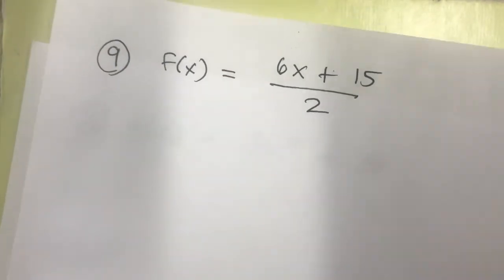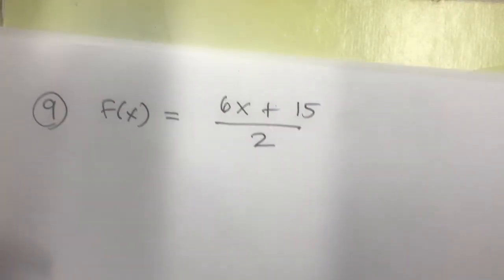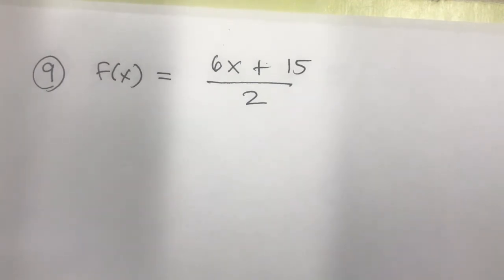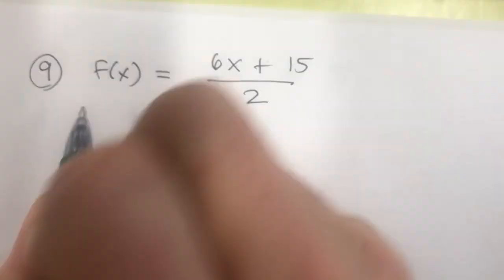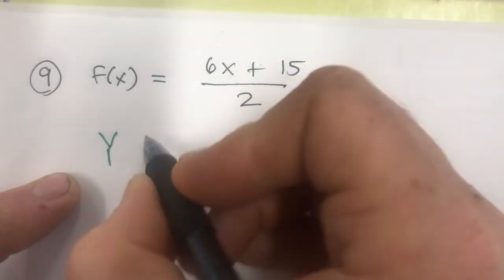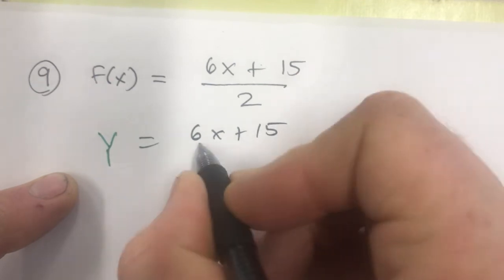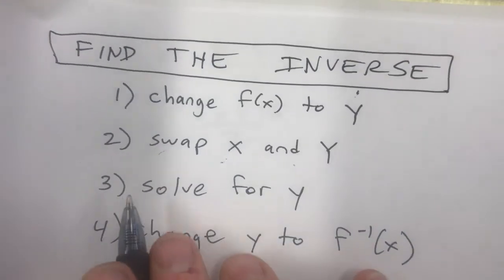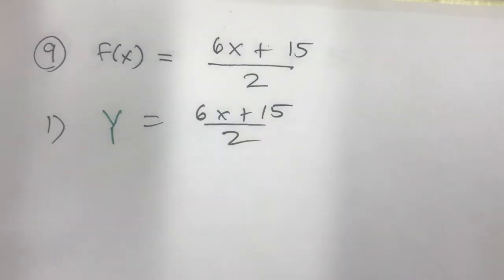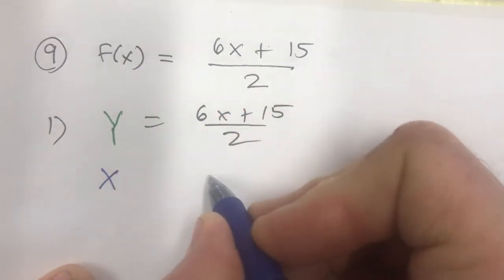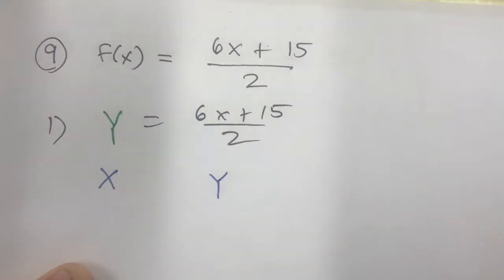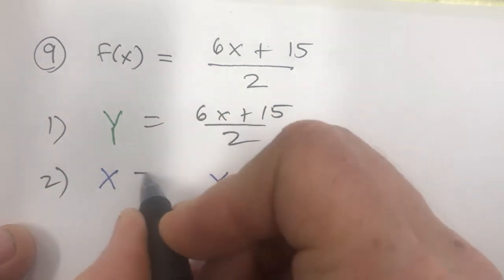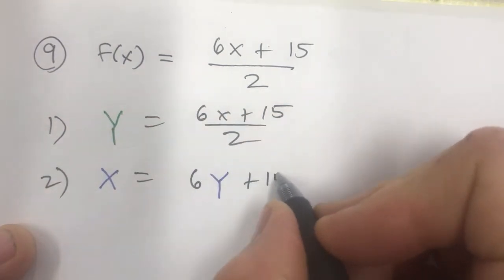Okay, there's a couple more. All right, this one here, find the inverse of this. Step one, we're going to change f of x to y. So right here, f of x is now y. y equals 6x plus 15 all divided by 2. That's step one. Now step two, I'm going to swap x and y. So now this is going to be x, and we're going to have y over here. We're swapping them. So step two, it's going to be x equals 6y plus 15 all over 2.